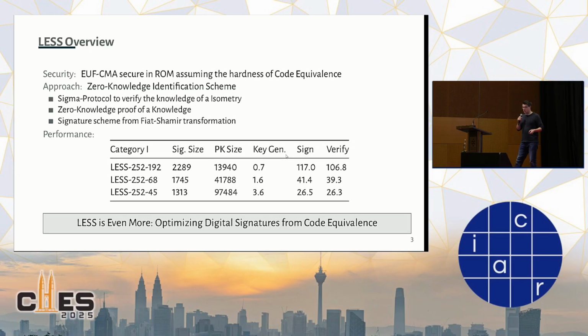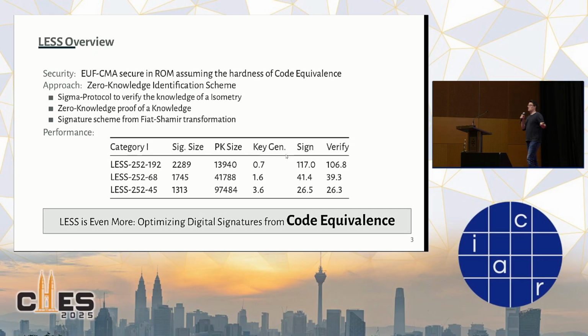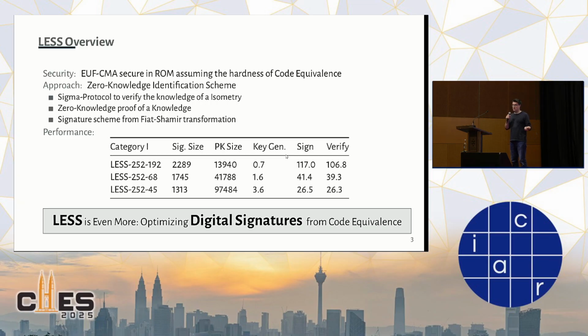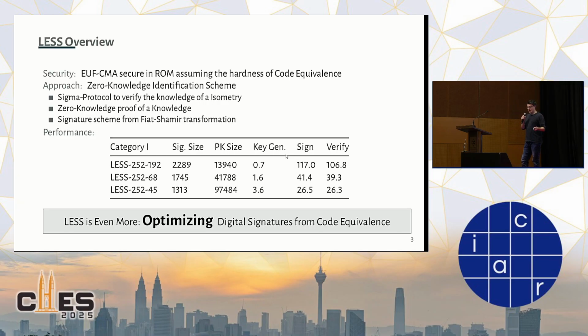The rest of the talk will be following the title. First I'm going to talk about what code equivalence is. Next I'm going to tell you about the digital signature LESS, how it is computed, and what the zero-knowledge identification scheme is. And last but not least, I will be talking a lot about optimizing the scheme to get those numbers.